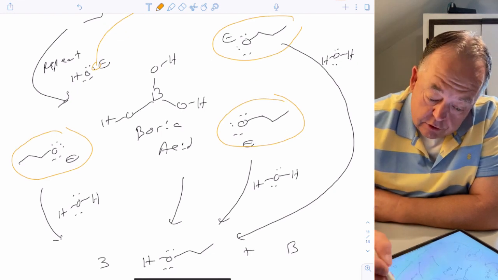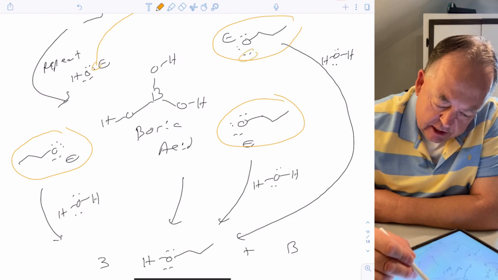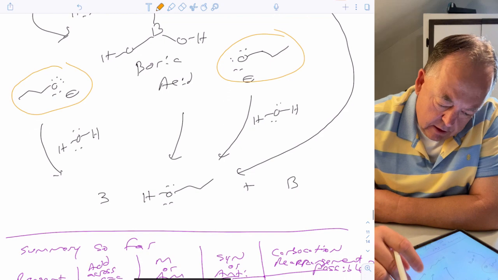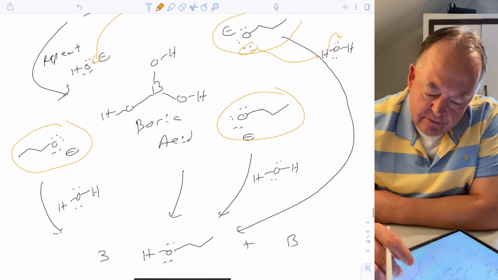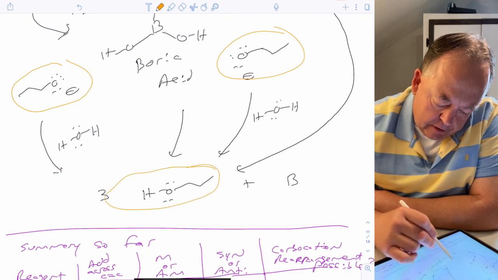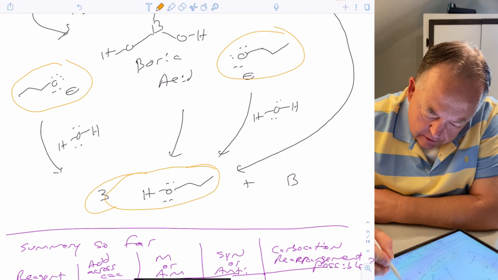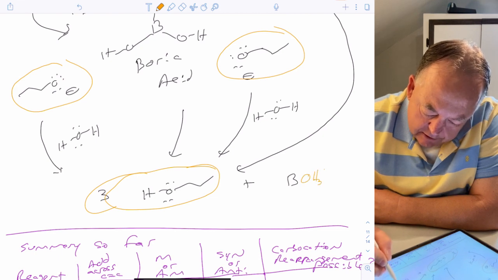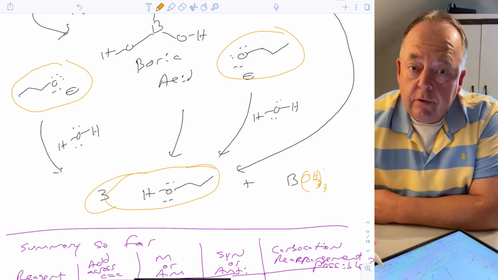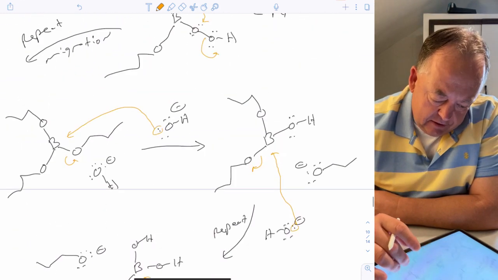And then the alcohol, so the solvent here is water, so the conjugate base of the alcohol can pick up a proton from water, and that can happen 3 times for each of these. And so then ultimately you end up with 3 molecules of the alcohol coming off of this. And the boric acid is a side product in the reaction. So that's a pretty complicated mechanism.